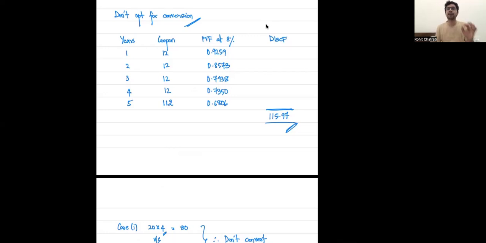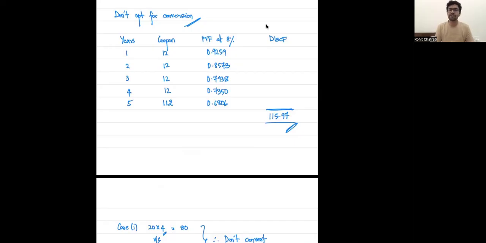That is the market value of a straight bond, assuming that the company has actually issued a straight bond which does not have any conversion. The market value is going to be 115.97. How is the market value going to be determined? It's the present value of the future coupon and principal. All right, so it's very straightforward. The market value of a straight bond is something that we were calculating throughout the chapter.